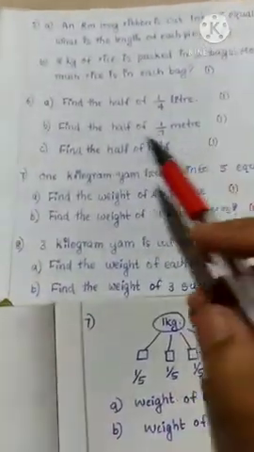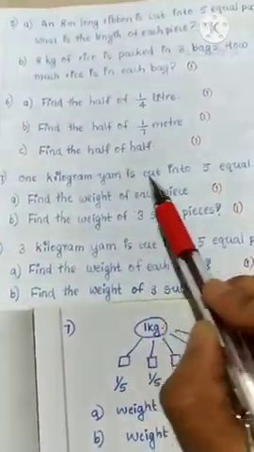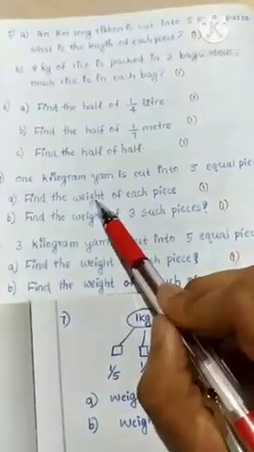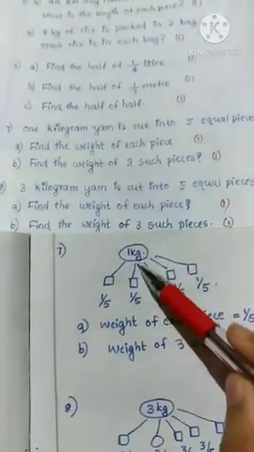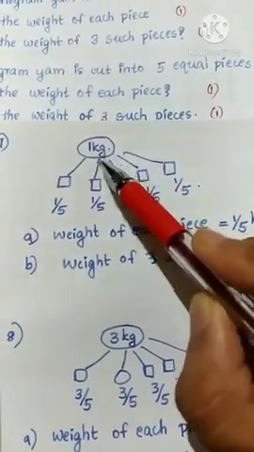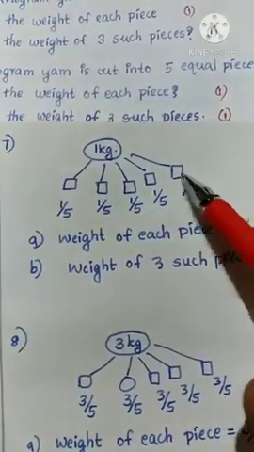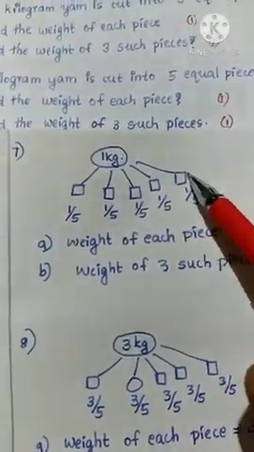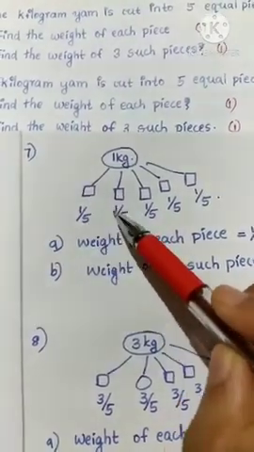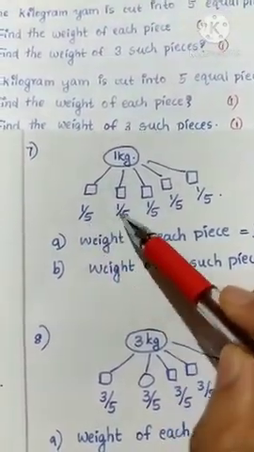Next. 1 kilogram yam is cut into 5 equal pieces. Find the weight of each piece. So 1 kilogram yam is cut into how many equal pieces? 5 equal pieces. Then the weight of each piece will be equal to how many kilograms? 1 by 5 kilogram.